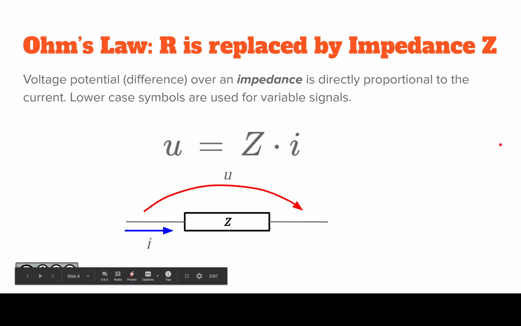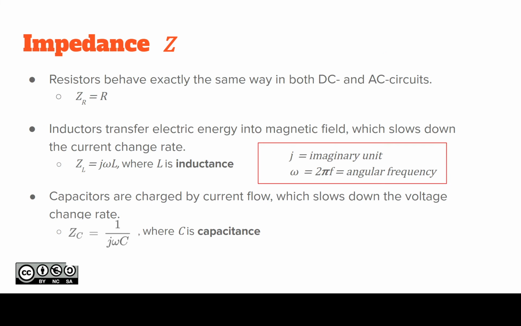So U equals Z times I. And what the impedance can be. Resistors actually behave exactly the same way in both DC and AC circuits. So Ohm's law is just the same. U equals R times I if it's a resistor.